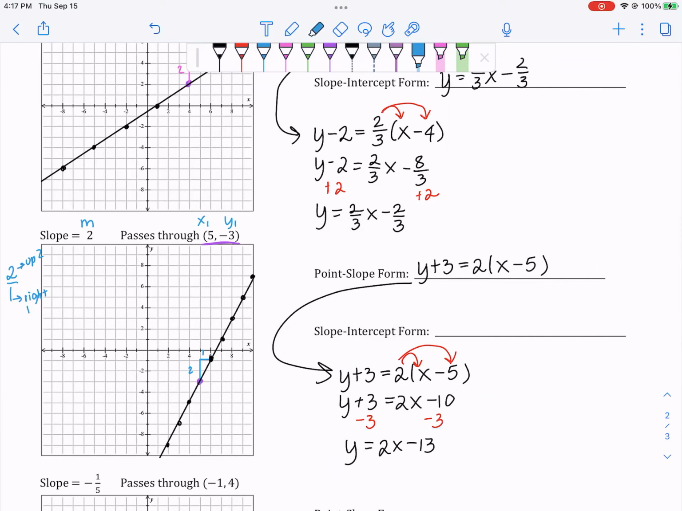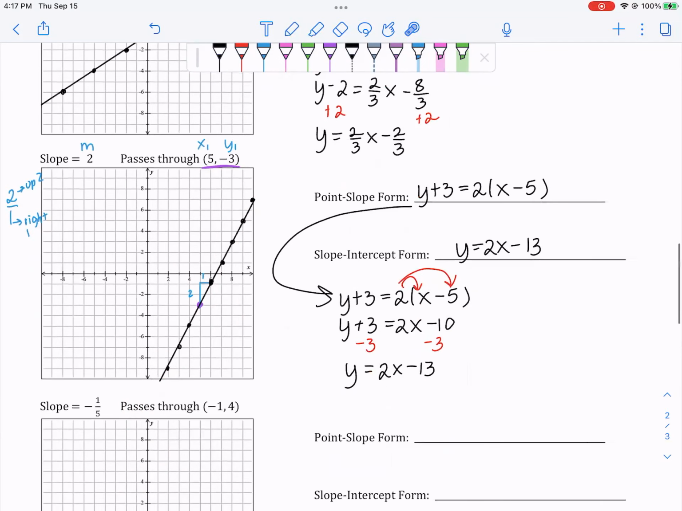Well, I guess I don't need to circle that there. I'll just put it up here. y equals 2x minus 13. Positive slope. Negative 13 as a y-intercept makes sense based on my graph, so I can feel good about it.